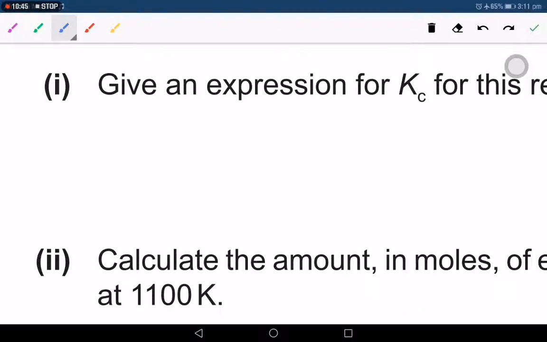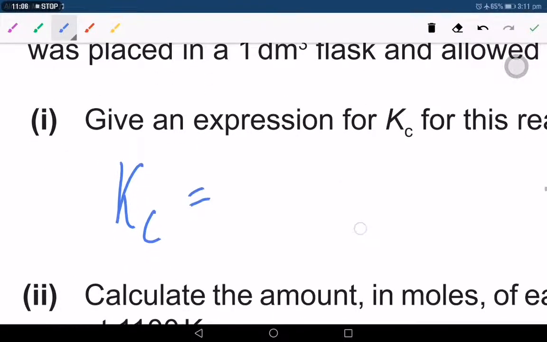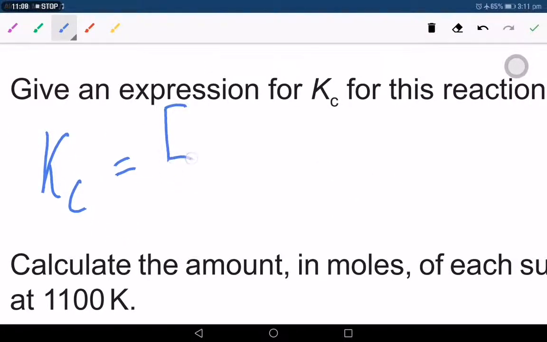They've given you the Kc value. You must know that Kc is a constant at a constant temperature. It's 6.40 times 10 to the power of negative 1, basically means 0.64, but I don't know why they don't like that format. However, give an expression of Kc for this reaction. Kc is equal to, you see, Kc means you need to use concentration. Concentration of H2, you don't need to put a power there because you must know why.